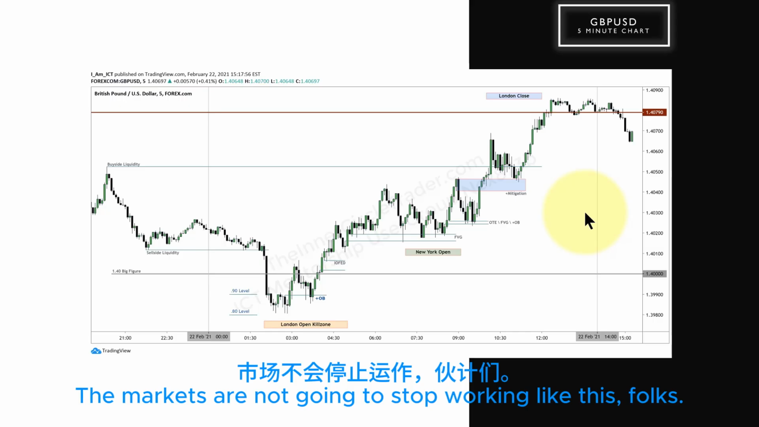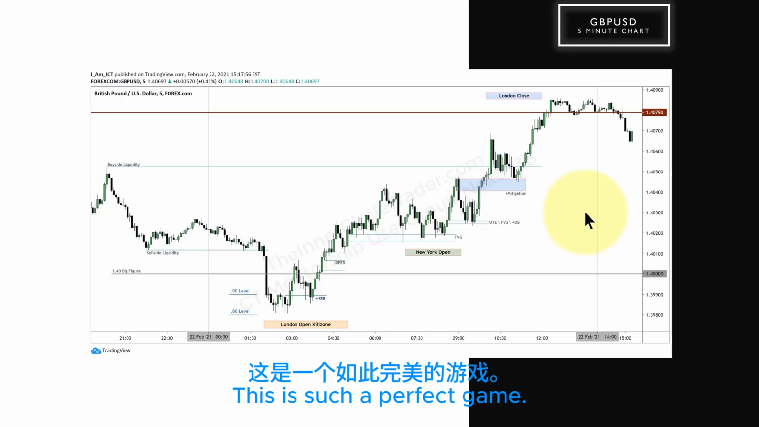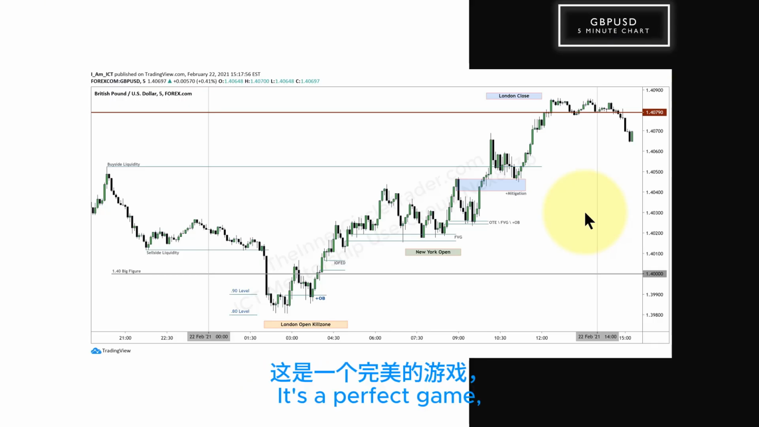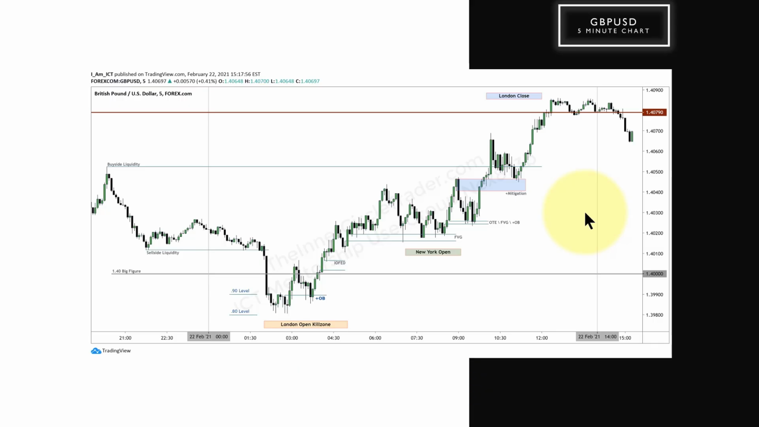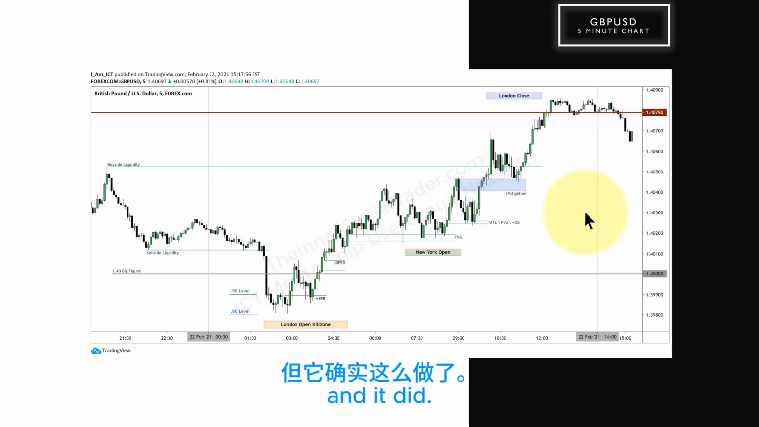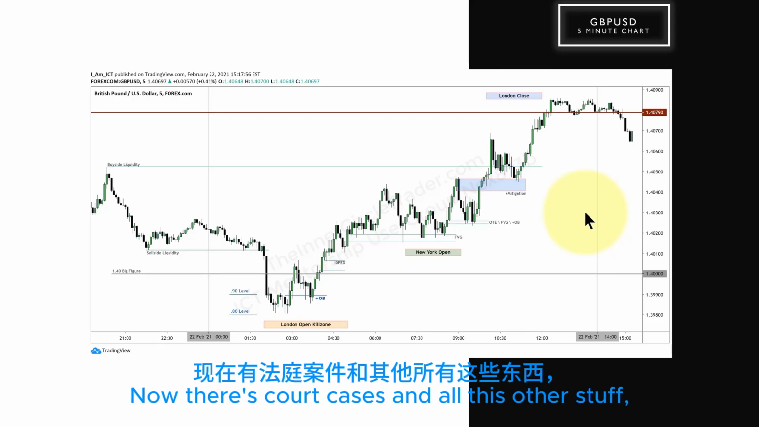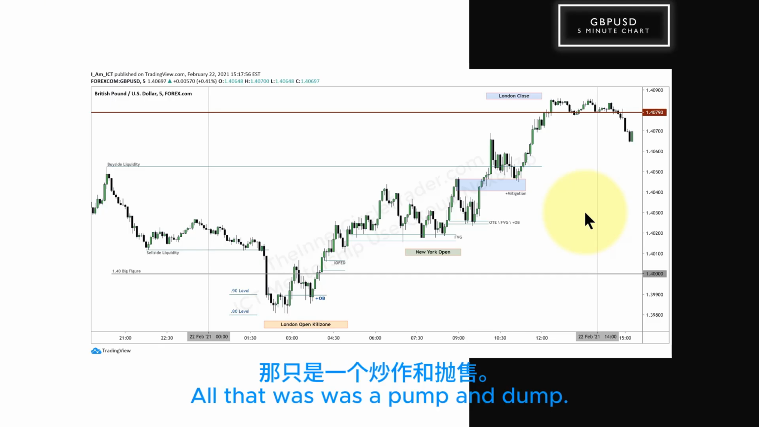The markets are not going to stop working like this, folks. This is such a perfect game. It's a perfect game because there's a sucker born every day. Every single day. I told you all this. I told you that stock was going to crash. I told you that it was going to do it. And it did. It crashed. And people lost. Now there's court cases and all this other stuff, and none of it's going to bring to light what I've been teaching you. All that was a pump and dump.